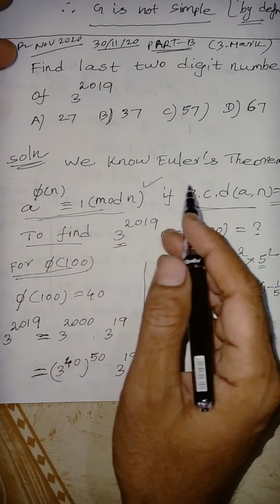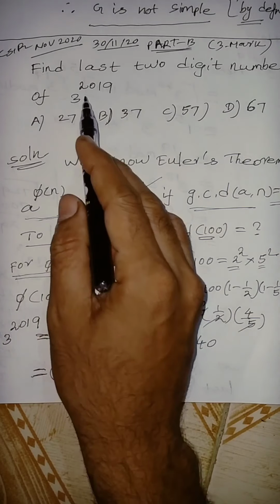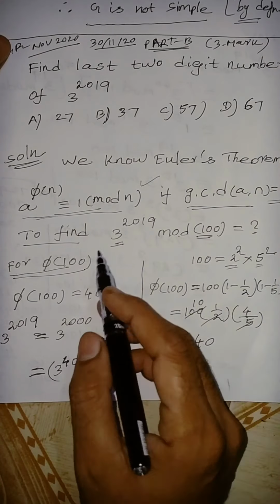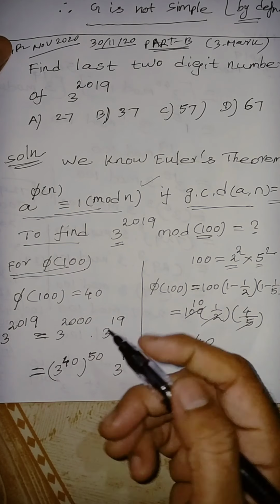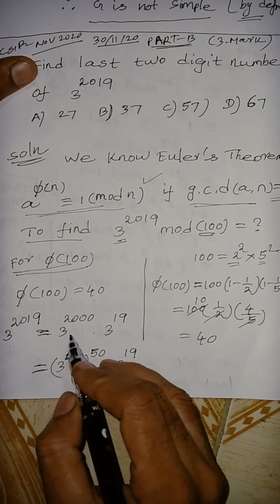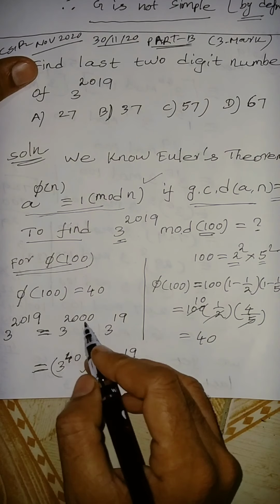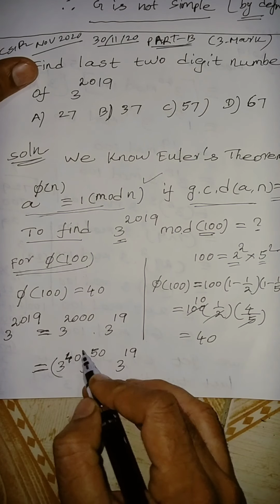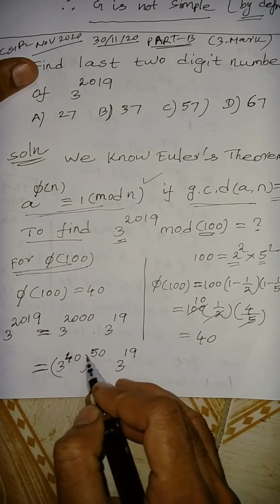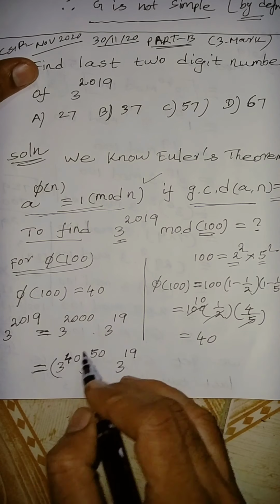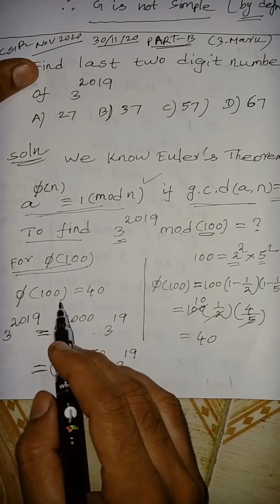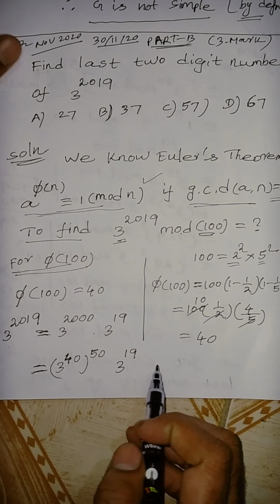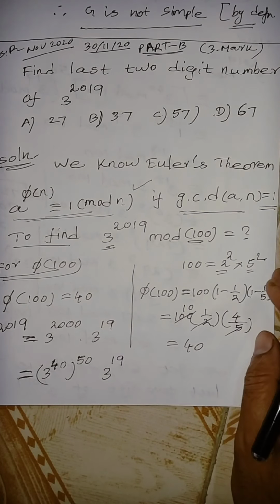Our aim is to reduce the value, because 3 power 2019 is a very large value. Using this you can reduce that. For that, 3 power 2000 can be written as 3 power 40 whole power 50. Now you can take mod 100 on both sides. Please note this down.